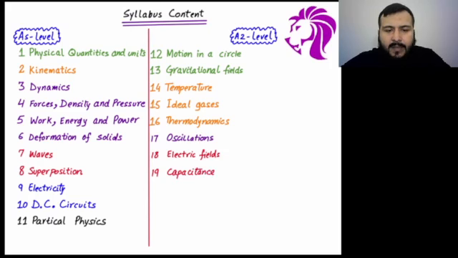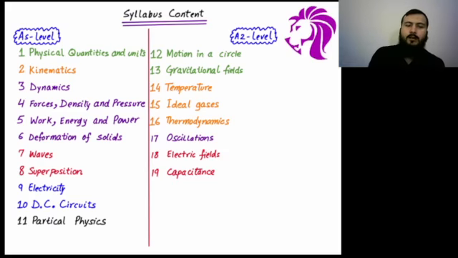Now, electric fields was divided into AS and A2 parts. The first part of it was usually tested in AS and then A2, but for the past 2 years the AS part is also shifted to A2. So now the complete electric field topic is going to be studied at A2 level. And for the first portion of this chapter, you would find the past paper questions from AS, not in A2, because this chapter has been recently shifted to A2.